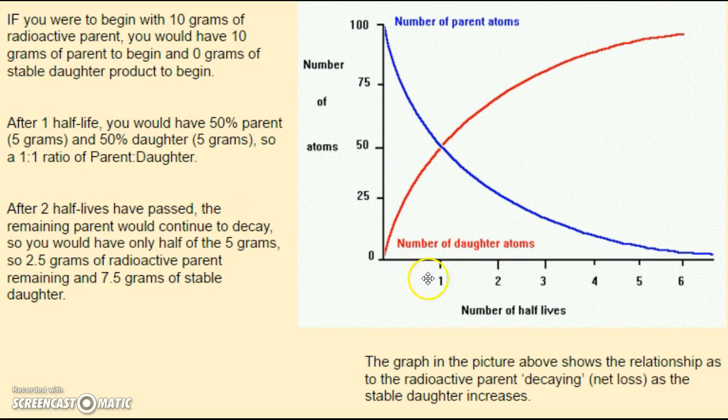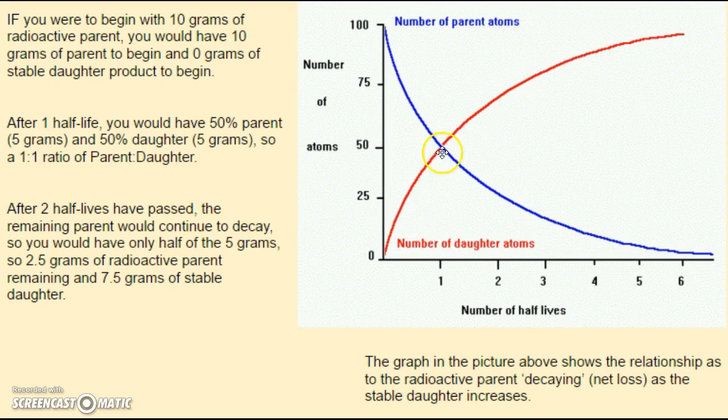But after 2 half-lives, notice, here's my 1 half-life, here's my 2. After 2 half-lives, the remaining parent would continue to decay. So I had 50% parent, it's going to decrease by half. So I'm going to have 25% of my original 10 grams that is going to be radioactive parent, right? So I would only have half of the 5 grams. So that's 2.5 grams of radioactive parent and 7.5 grams of stable daughter. So notice, as I'm losing radioactive parent, I am proportionally gaining stable daughter.